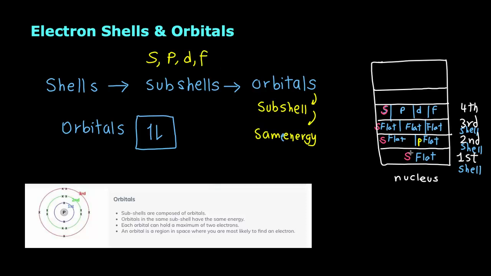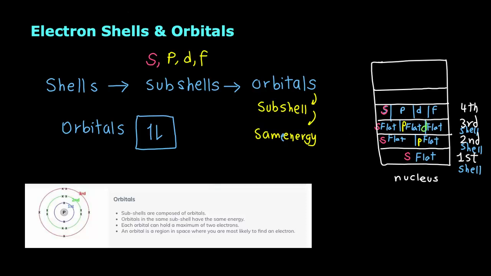Imagine that you have only one subshell in the first floor, and we have drawn it in red color here just to make it distinct. It contains only one subshell which is called S. The second floor, or the second shell, contains two subshells, the S and P. And in the third also, I will see S and P. And for the first time, I'll start to see the D flat.